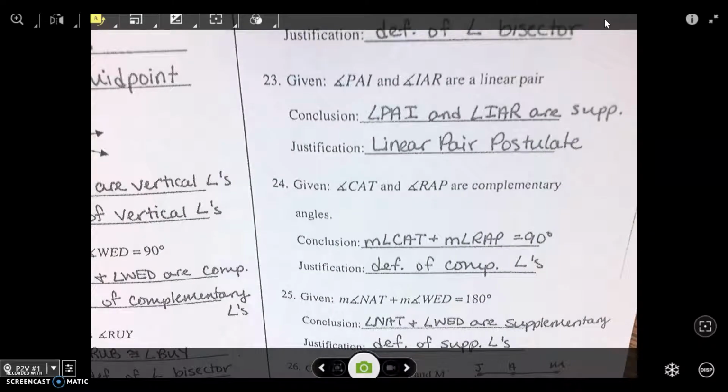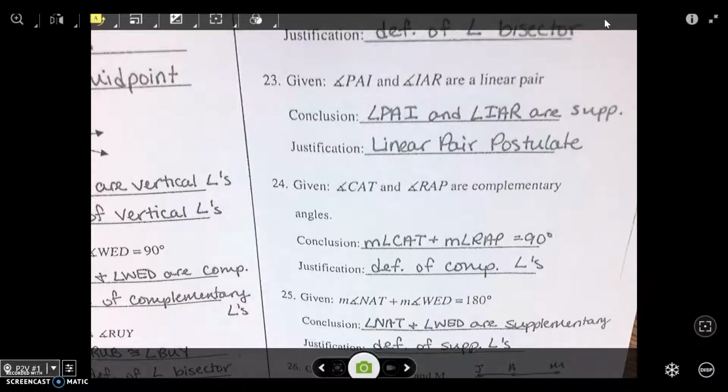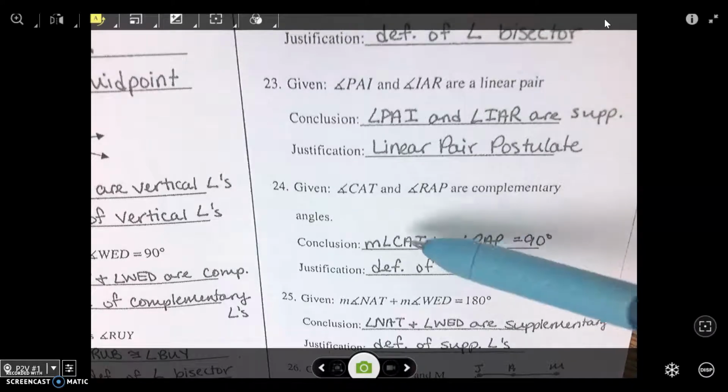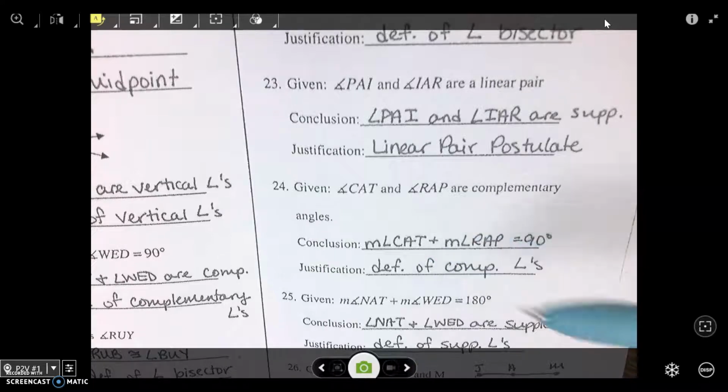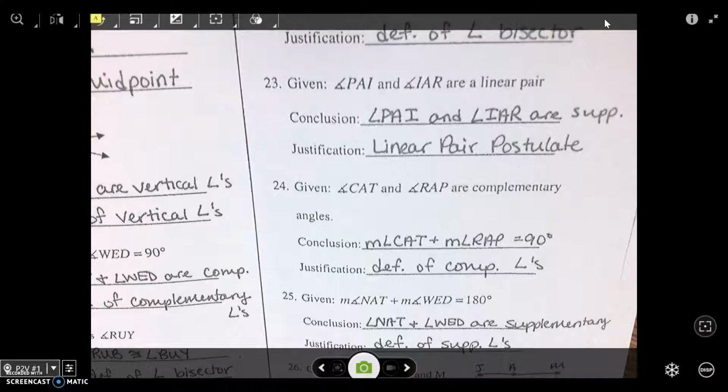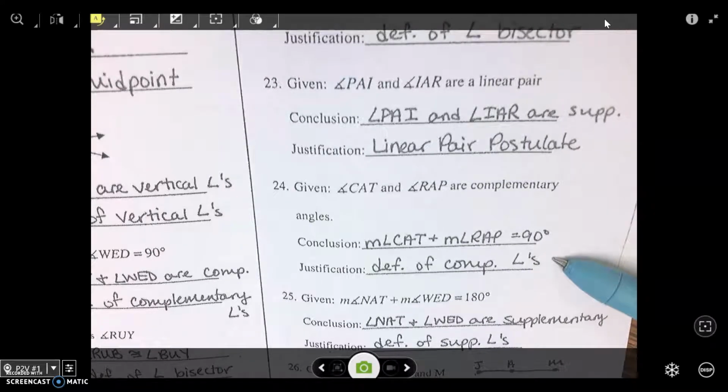Number 24, given angle CAT and angle RAP are complementary angles, you can say the measure of those angles, so the measure of angle CAT plus the measure of angle RAP add up to equal 90 degrees. And that is the definition of complementary angles.